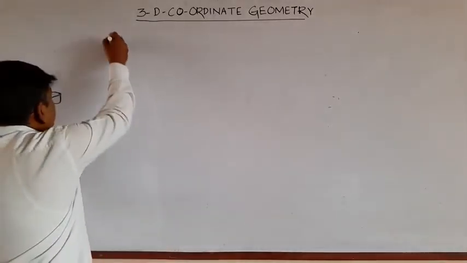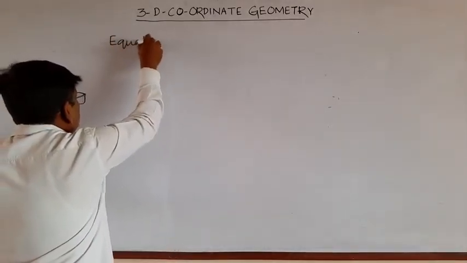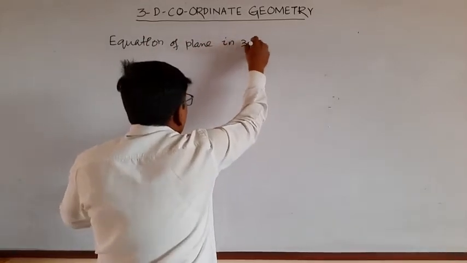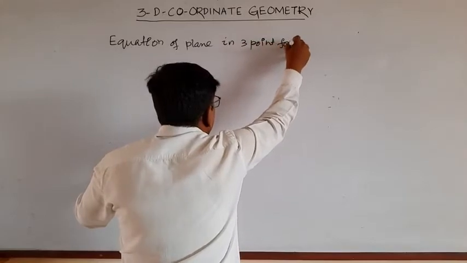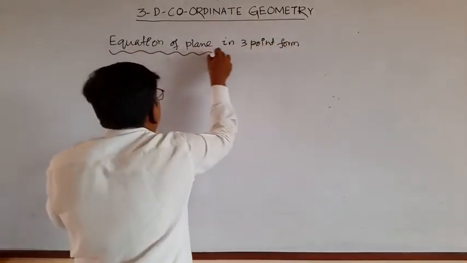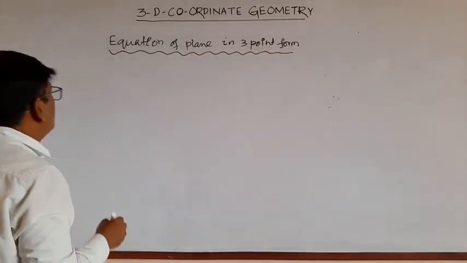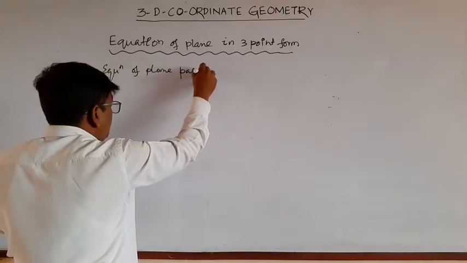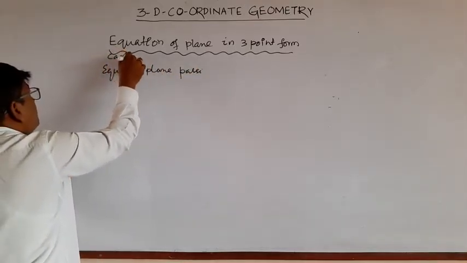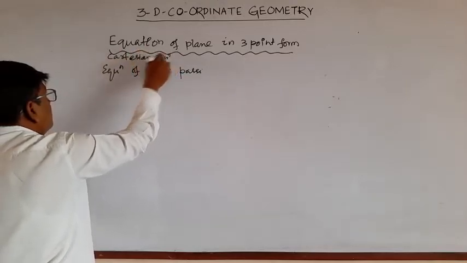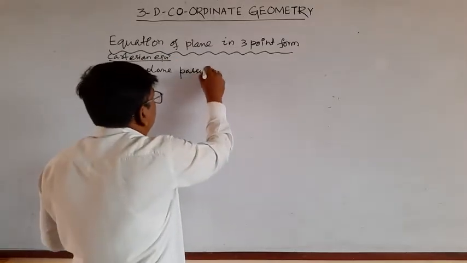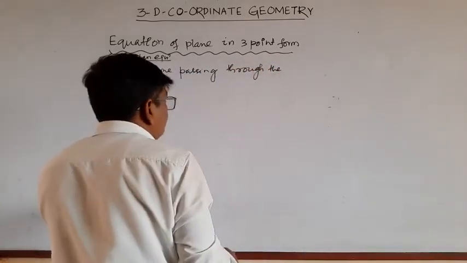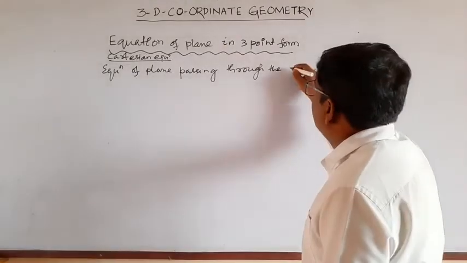Equation of plane in 3-point form. Equation of plane passing through non-collinear points, this is the Cartesian equation.